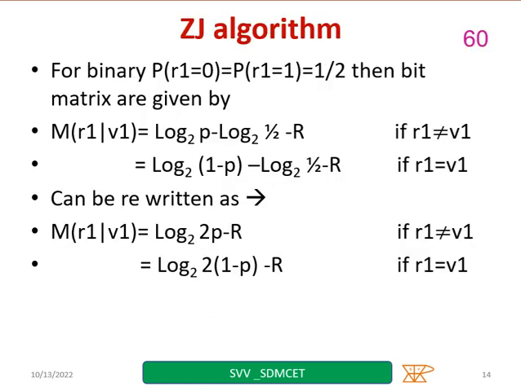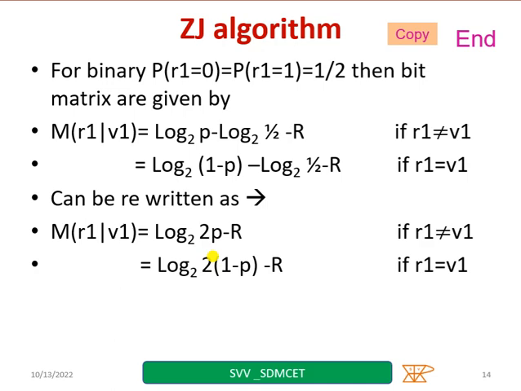ZJ algorithm. For a binary channel, probability of R1 equal to 0 and probability of R1 equal to 1 are both half. Say it's a binary symmetric channel we are taking, and M of R1 given V1. Say R1 is transmitted, but V1 is received, so V1 is not equal to R1. This is an equation. Similarly, whatever is transmitted, if it is received as it is, it is another equation. This can be rewritten like this, and you can pause the video and note it down.